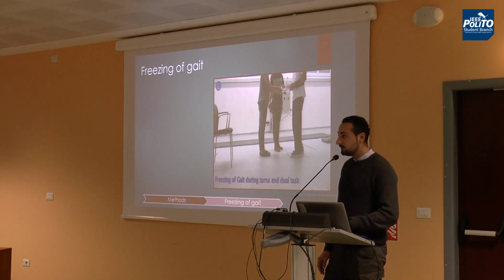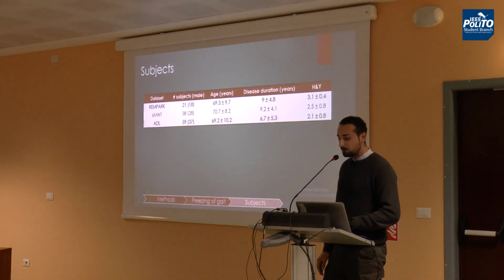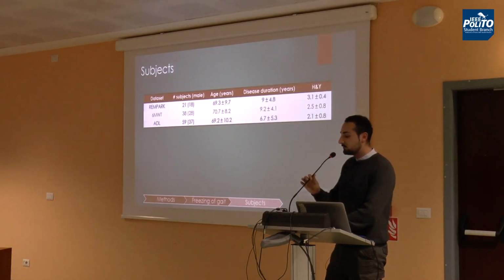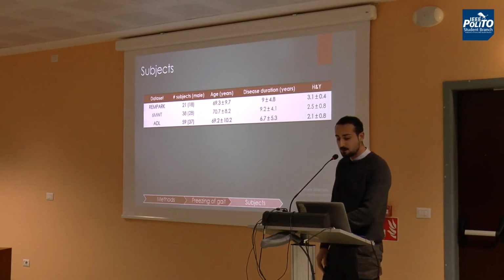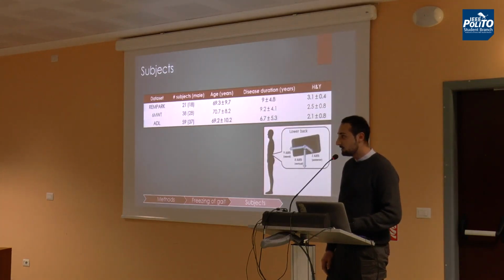In addition, it is very difficult to evaluate this symptom in a medical office. So, in this case, data from 3 different datasets were used for a total number of more than 100 patients. A single sensor was used for recording inertial data, and it was placed on the lower back, so on the waist.